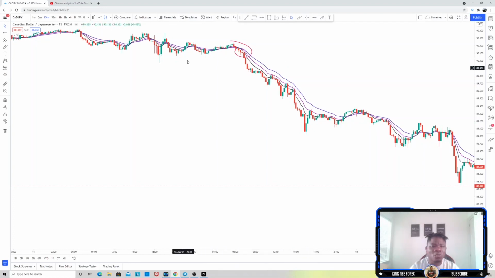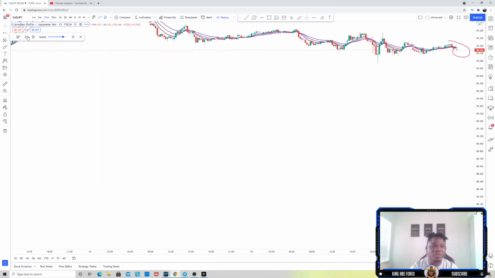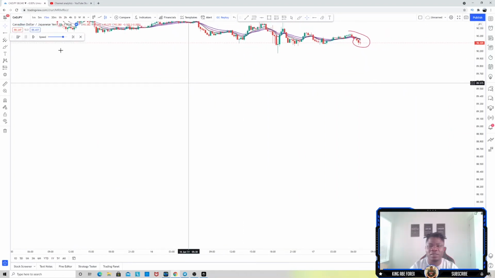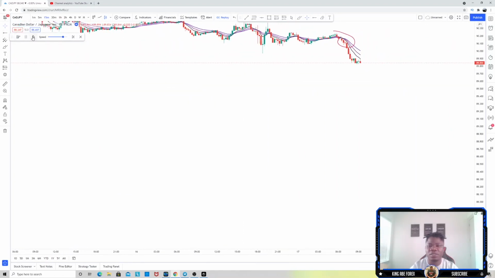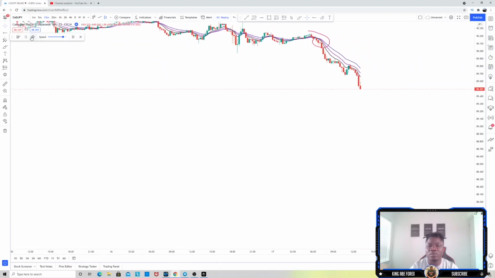Now I'm going to put this in replay mode, and you will see when you're going to get in for this sell trade right here. So I'm going to start from right here when we had the cross. Let's see when we got in the trade. Now we got the pullback.